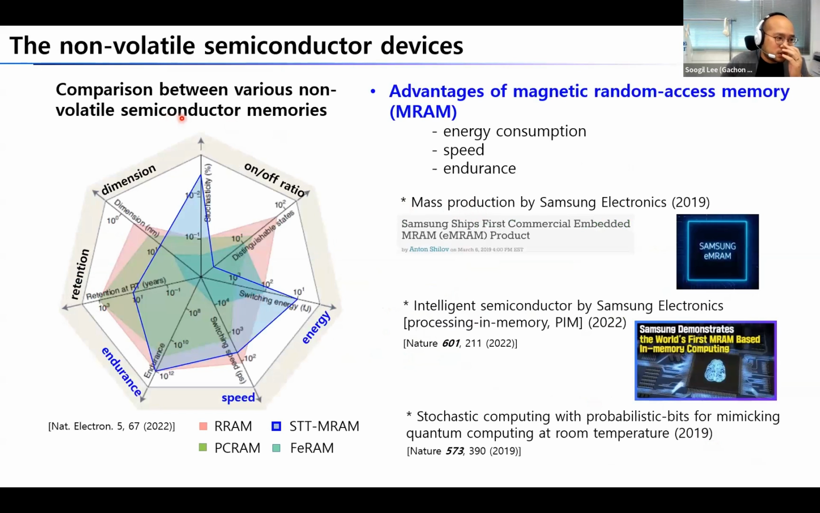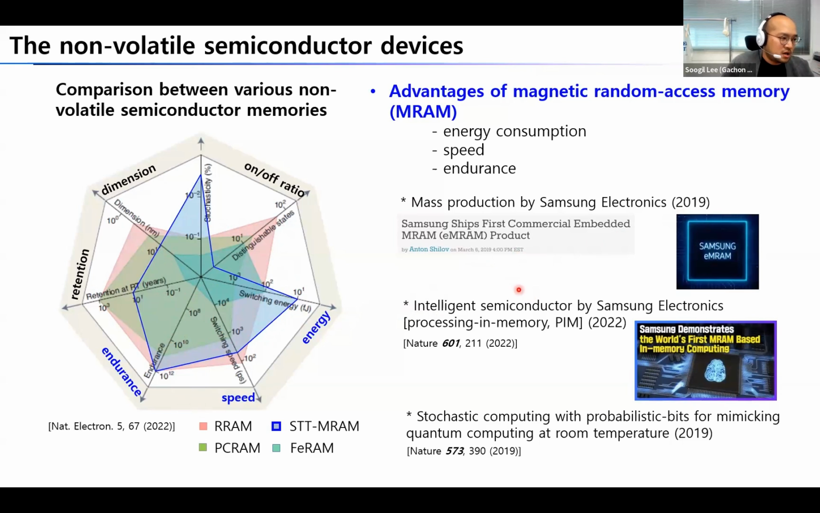One approach is the development of non-volatile semiconductor devices, and this graph shows both advantages and disadvantages of major candidates, including magnetic random access memory, MRAM. MRAM has several advantages among these candidates. As you can see here, it shows low energy consumption, fast operation speed, and better endurance. As a result, MRAM has already been commercialized in the market by Samsung Electronics since 2019.